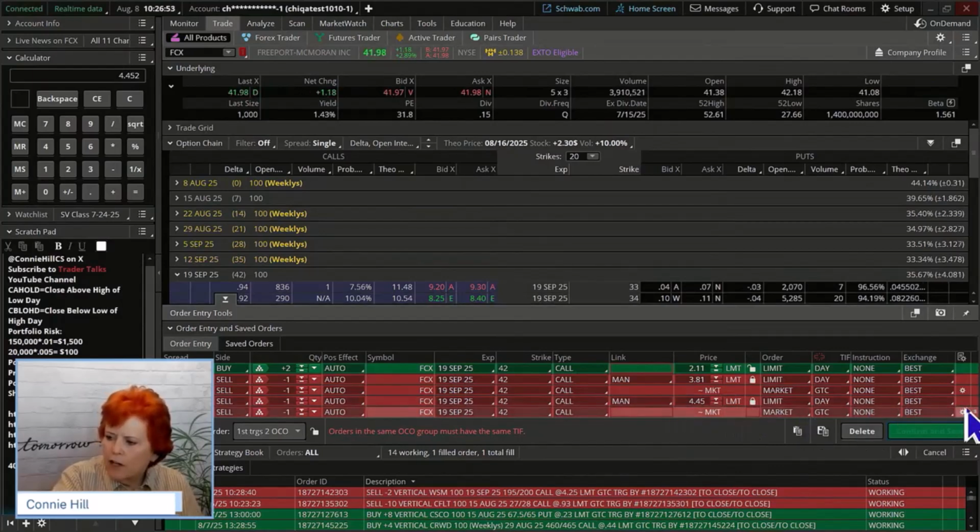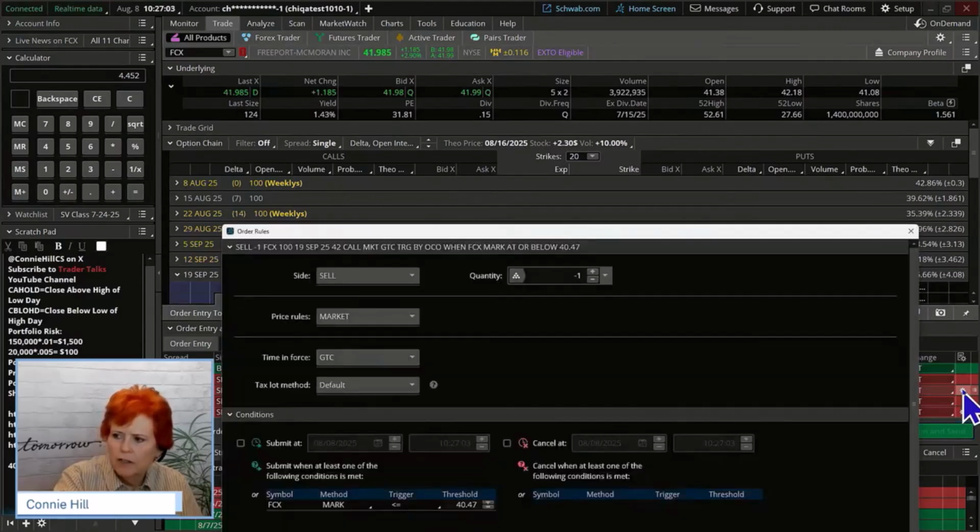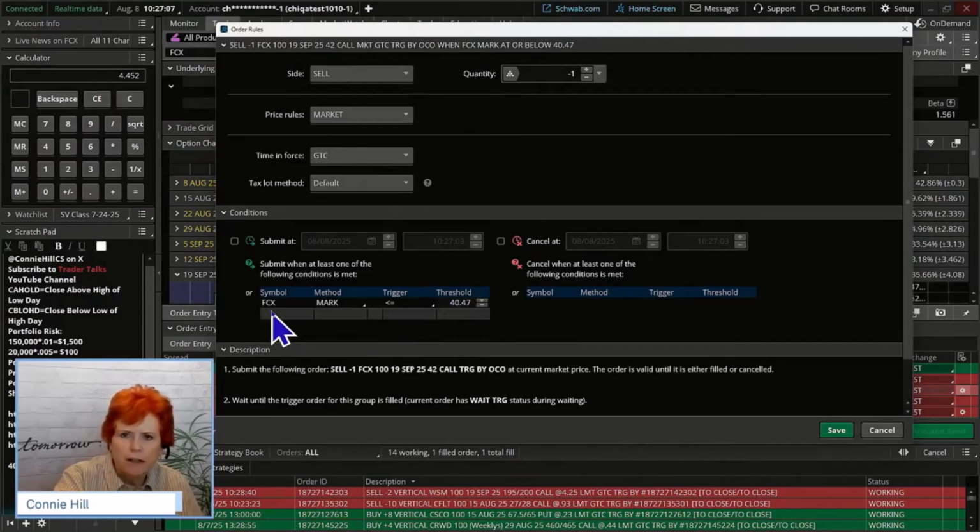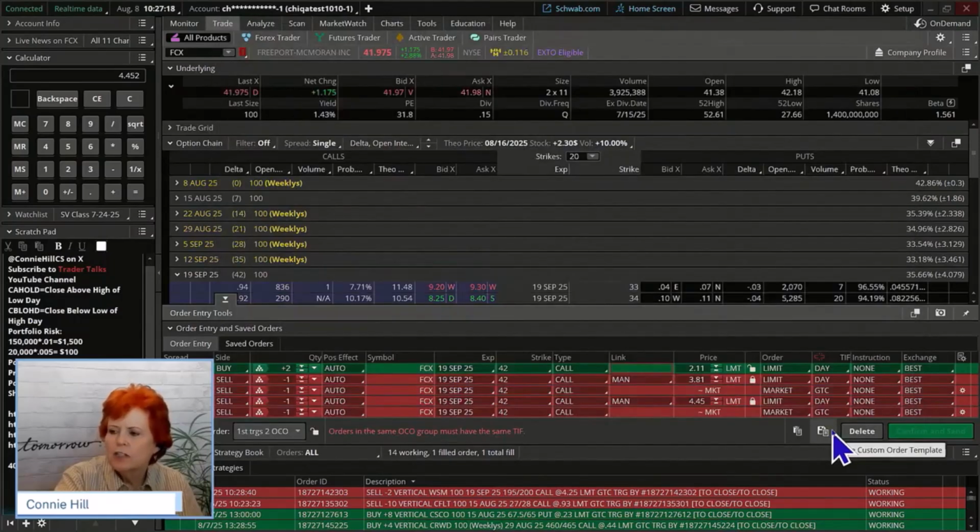Susie says, how do you find the conditions? What you do, you come over here to this little gear. And when you first put on your order, you don't see the little gear. You have to come and put your mouse here, and then it brings up the gear. Okay, so here's the gear on the first one where we said, let's do it if FCX gets lower or equal to 40.47, then just trigger a market order. It's time for us to be out. Okay, so that's how you get to it.